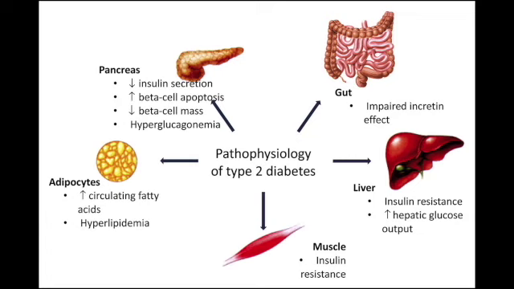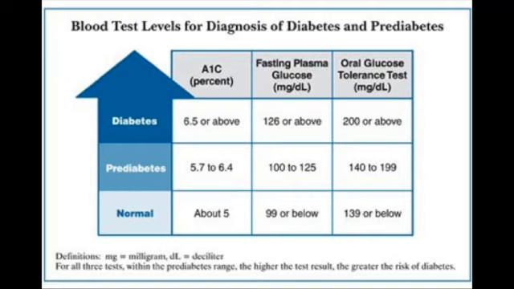Clinical manifestations of type 2, most are asymptomatic, may be an incidental finding, but you also have classic symptoms of polyuria, polydipsia, and polyphagia. You also have poor wound healing, increased infections as well, and you could have a presentation of hyperglycemic hyperosmolar syndrome. So now going over some of the levels and diagnosis of diabetes type 2.